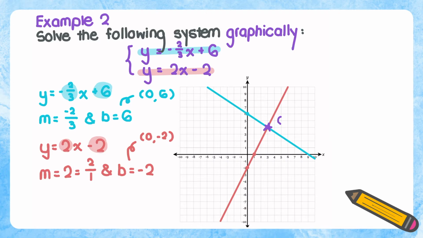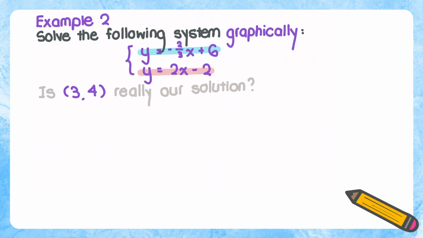The point of intersection is (3, 4). So my solution is (3, 4) for this linear system. You might be wondering, how do we know if (3, 4) is really our solution for this system? We can check by plugging this point into each equation.